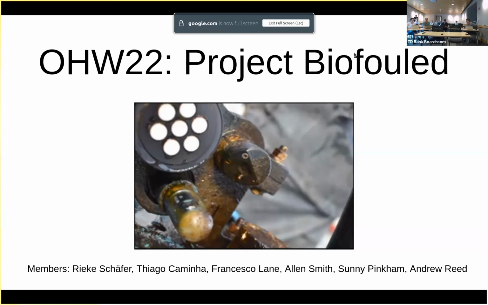Excellent. Hi, I'm Andrew Reed, and I worked on this project with Rieke Shäfer, Thiago Caminha, Francesco Lane, Alan Smith, and Sunny Pinkham, and we're Project Biofouled. This is just a picture of an oxygen sensor that was biofouled by a biofilm while it was deployed at sea.